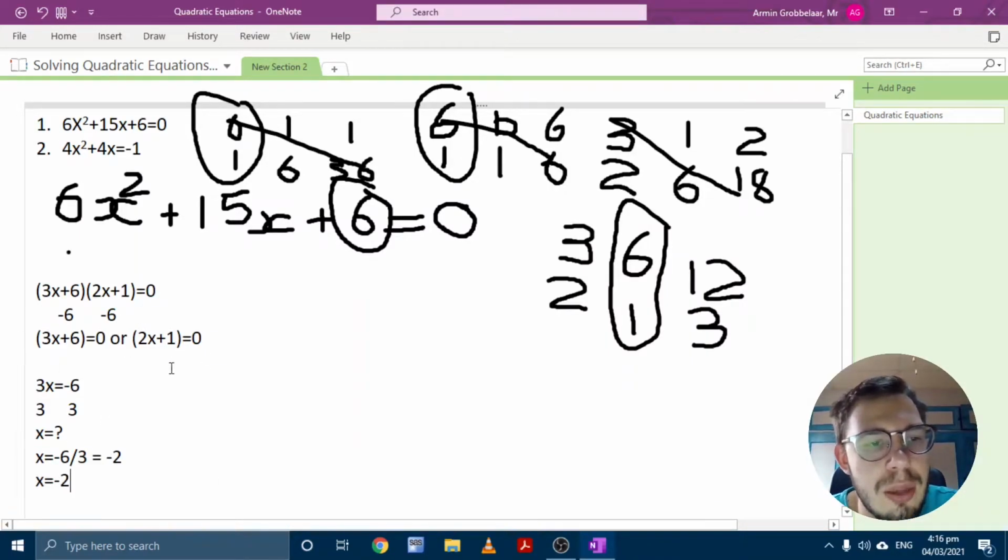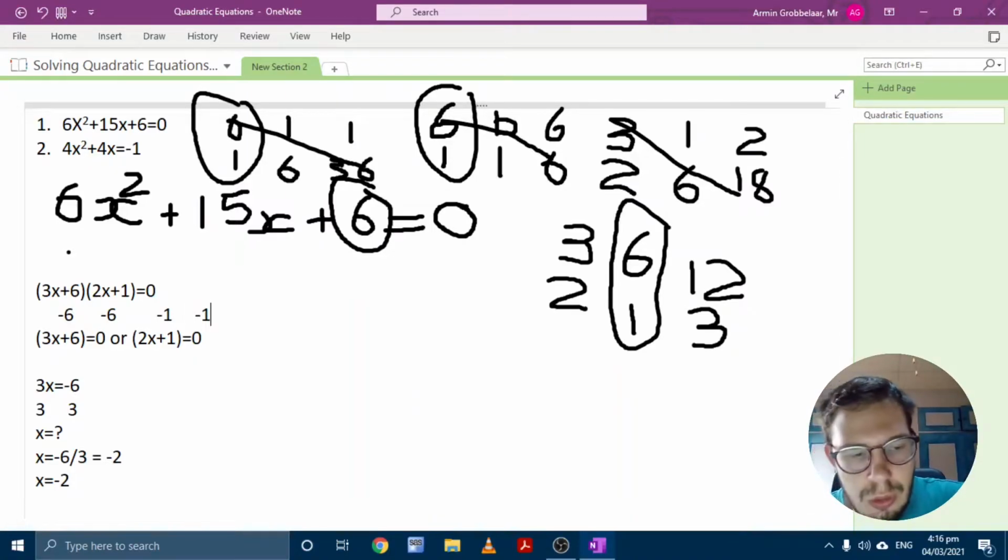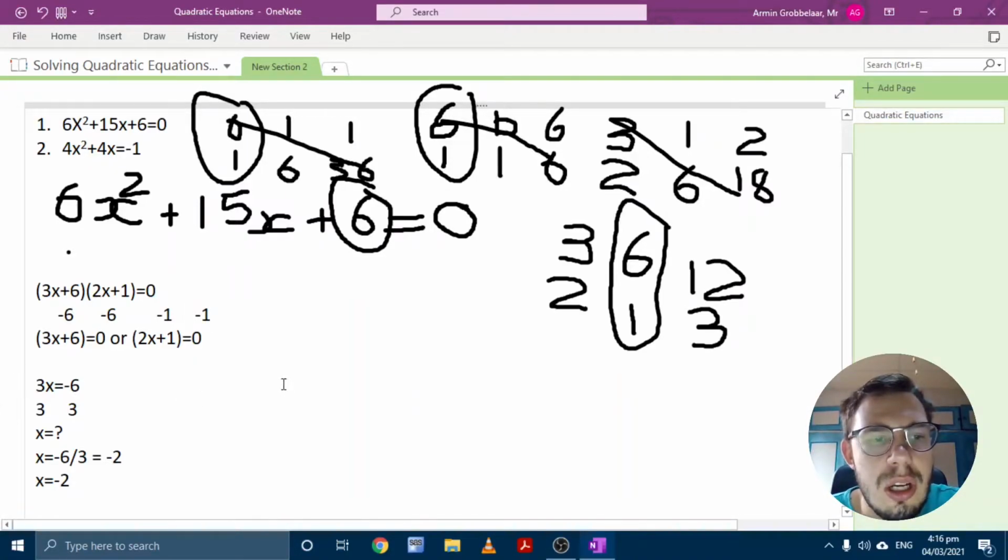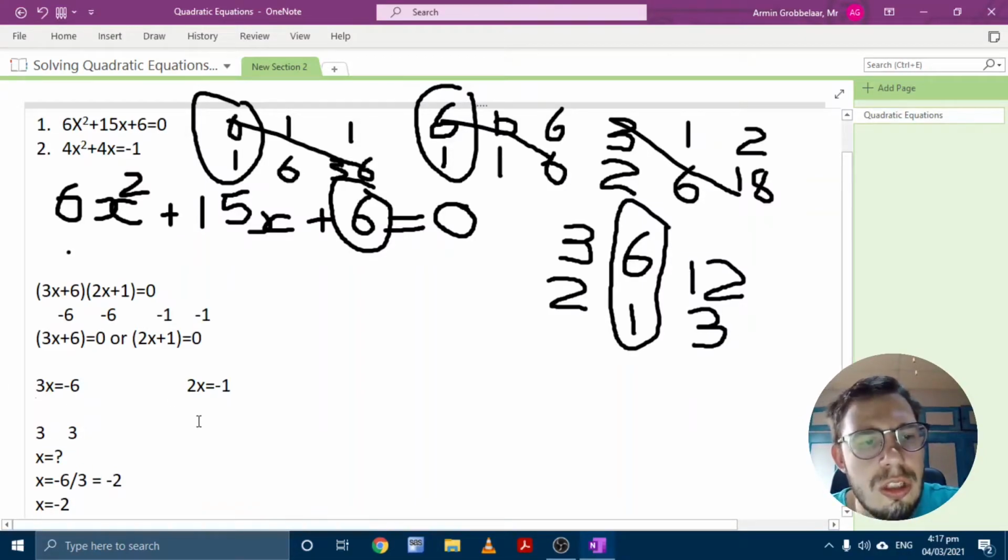Now to do the other part here, to get rid of that plus 1, I have to subtract 1. But because I subtracted 1 on the left, I also have to subtract 1 on the right-hand side. So I'm left with 2x plus 1 minus 1, which is just 2x, equal to 0 minus 1, which is minus 1. Now my goal is to get x equal to some number.